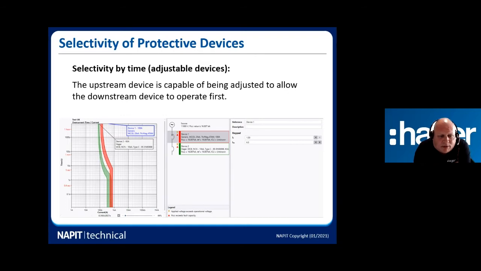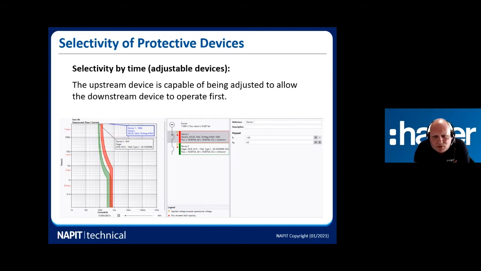So first of all, we'll take a look at this. So we've got a 100 amp MCCB device in there, and it overlaps on the magnetic side. Okay, so it's overlapping the MCB. Now, if we have a look at the settings for that MCCB, we can see that Im is set to 6.5.